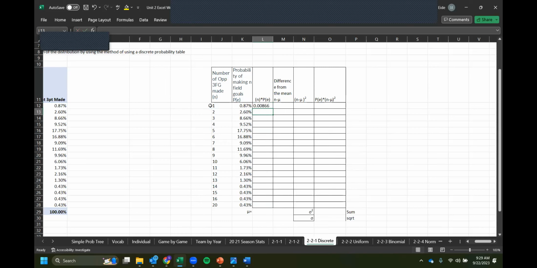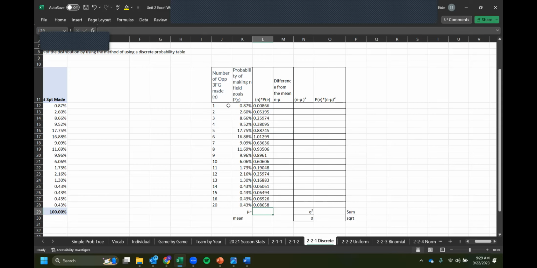1 multiplied by the probability of that occurring. Okay, so the probability of an opponent making one 3-pointer is about 0.87%, and then we're going to just drag it down. Okay, so I did 1 multiplied by 0.87, dragged it down, and then the next step, what we're going to do is we are going to calculate the mean.